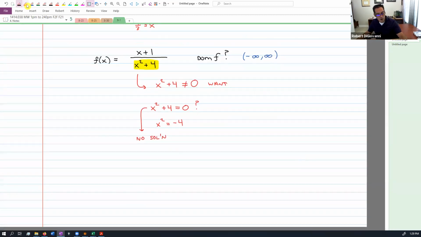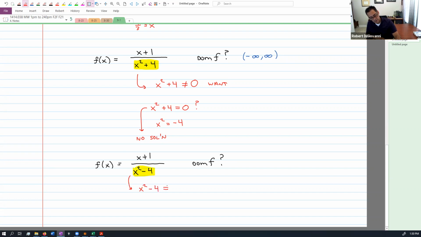Let's take that same problem and let's change it slightly. Let's do x plus 1 over x squared minus 4. So all I did was change the plus to a minus, that's it. Same question, domain of f. So now we do have an issue, because this right here, we want to make sure that that is not 0, right? That's what we want. So now I'm going to go figure out when it is.